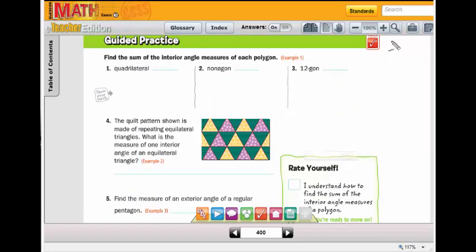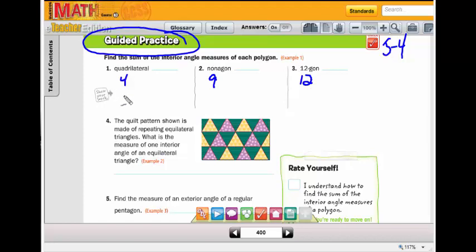Here are your solutions to 5-4. This, of course, is guided practice. It asks us to find the sum of the interior angle measures of each polygon. So the sum of the interior angles is going to be, for a quadrilateral, 4 sides. A nonagon is 9 sides, and a 12-agon, of course, is 12 sides.